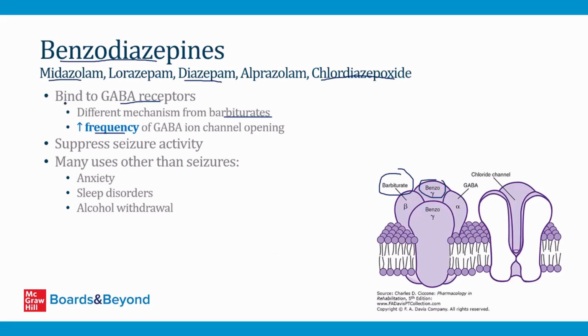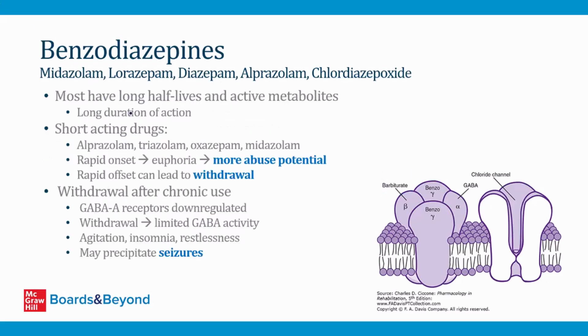Because they increase activity of GABA receptors, they can suppress seizure activity, and they also have lots of uses outside of seizures. We prescribe benzodiazepines for anxiety, sleep disorder, alcohol withdrawal, all sorts of other things besides their anti-seizure effects. Most of the benzodiazepines have long half-lives, and some of them also have active metabolites. And so for these two reasons, most benzodiazepine drugs have a long duration of action. But there are a few drugs that are short-acting. They're the 4 benzodiazepines I've listed here.